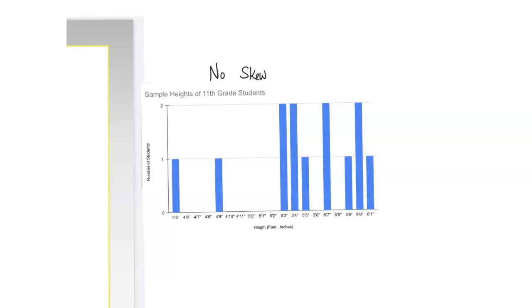So with just these 13 students' data, we can see that there's a couple of students who are 4 feet 5 inches and 4 feet 9. There are a couple of students who are 5'3", 5'4", 5'7", 6 foot. But then in between these taller heights, we also have just one student who is 5'5", or one student who is 5'9", and one student who is 6'1". So in this particular case, we don't see a distinct pattern. It goes up, it goes down, it goes up, it goes down, and so on and so forth. So this one we would call no skew.